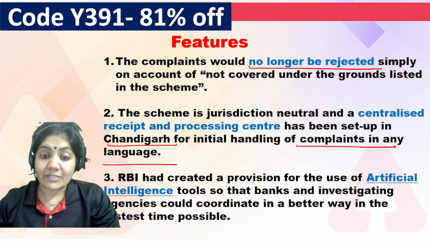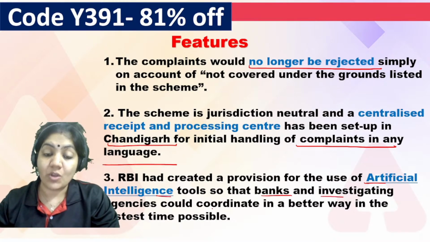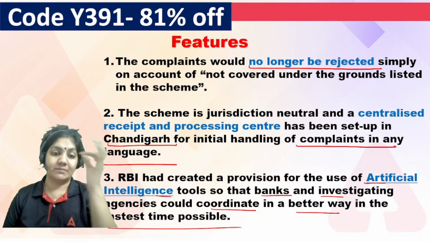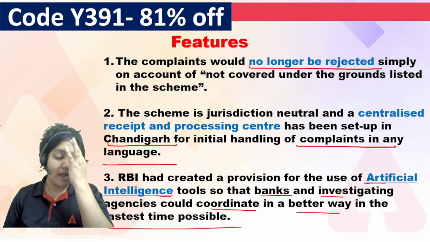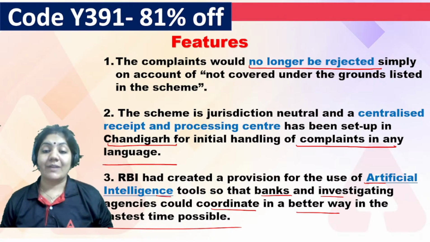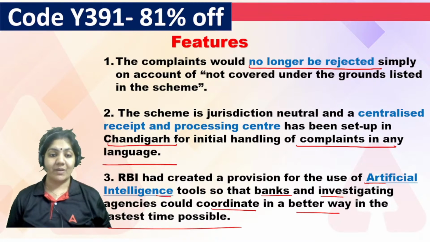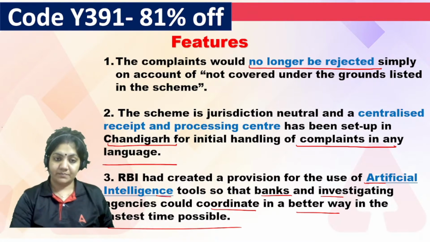And RBI has created a provision for the use of artificial intelligence tools so that the bank and the investigating agency could coordinate in a better way in the fastest time possible. That is very important. Artificial intelligence, so that the bank and investigating agency could coordinate better and in the fastest time possible. Okay.